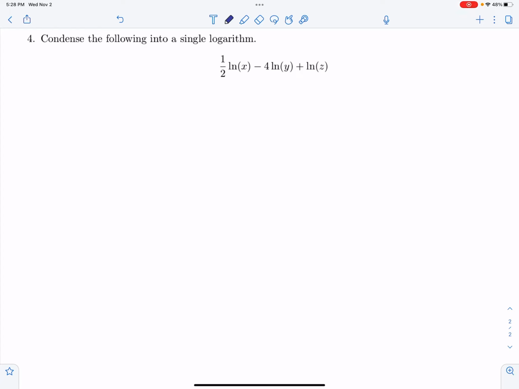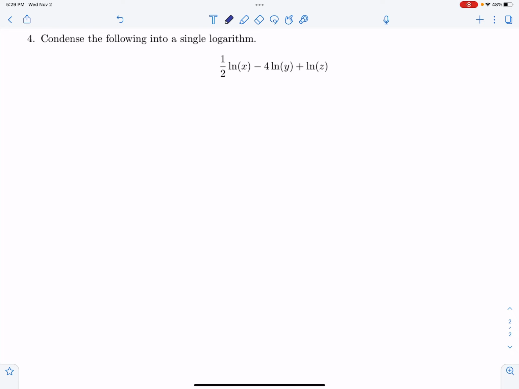All right, so this is number 4 on quiz 16. So let's look at this. We want to condense the following into a single logarithm. So we have 1/2 natural log of x minus 4 natural log of y plus the natural log of z.